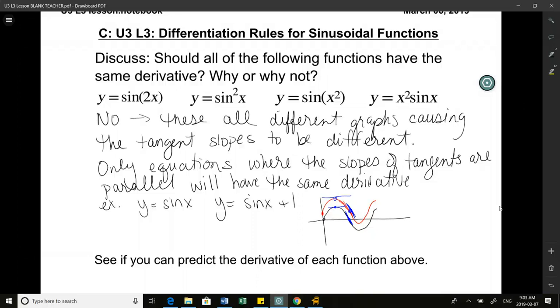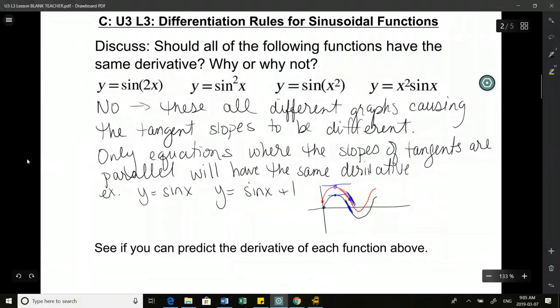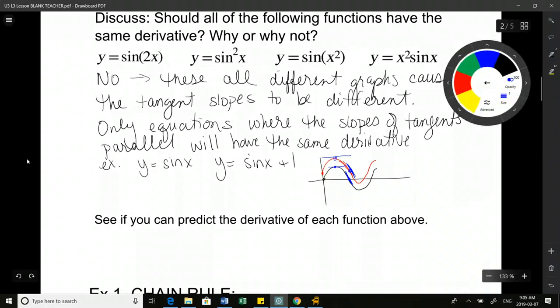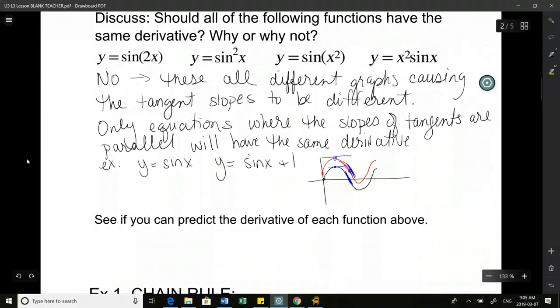Question? No? Okay, so I want you guys to take a couple seconds and see if you can predict the slopes or the derivatives of these 4 functions. See what you can figure out. Work with a partner. So somebody tell me what they put for the derivative of the first one here. Any guesses out there? Mark?